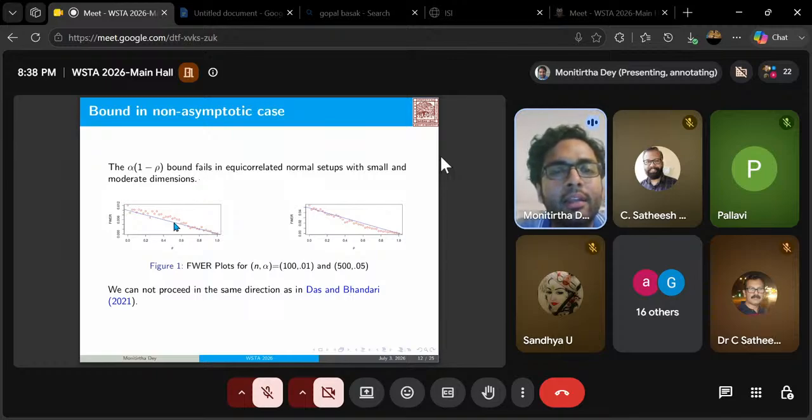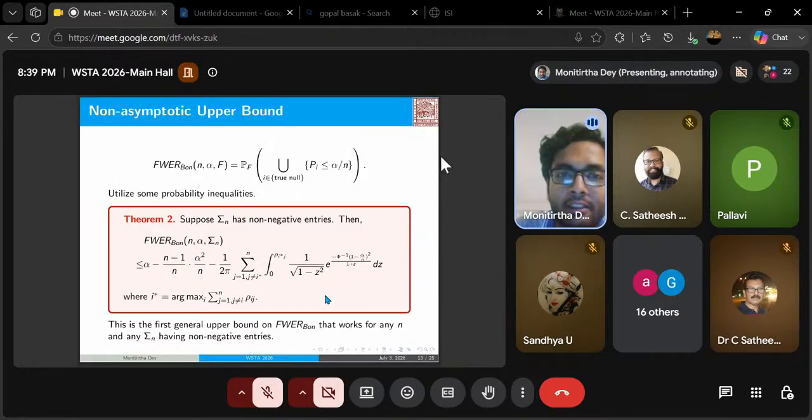So we see that when n is equal to 100 or n is equal to 500, the alpha times 1 minus rho bound is no more valid. At the same time, we cannot proceed in the same direction as the earlier work because they had n tends to infinity. So they resorted to asymptotic techniques and dominated convergence theorems and so on. But we have n to be small or moderate dimension. So we cannot proceed in their same direction.